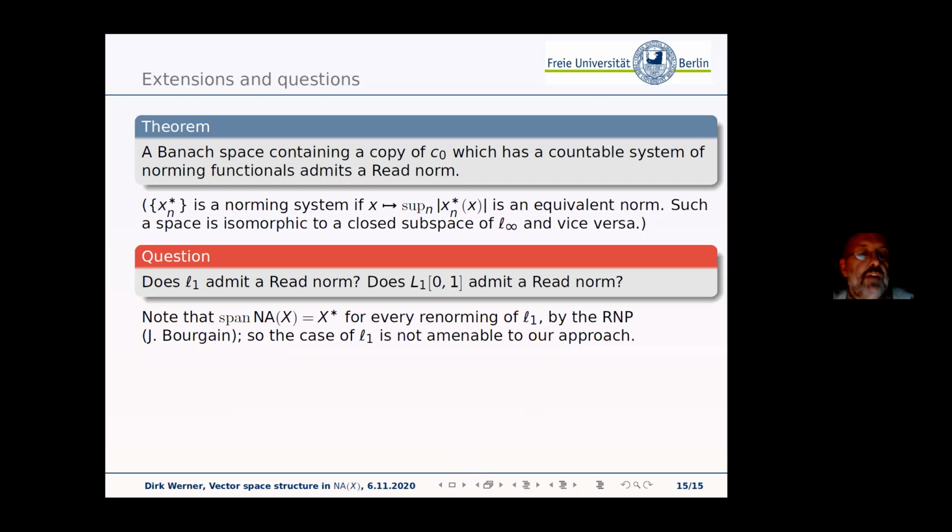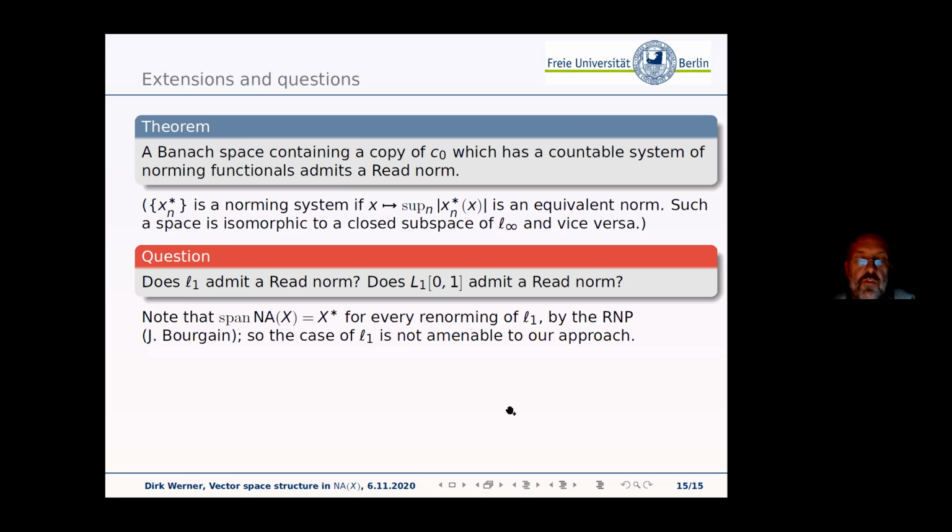But Bourgain proved that for every space with the Radon-Nikodym property, like little L1, the span of the norm-attaining functionals will be the whole dual. So whatever renorming of little L1 we start with, our approach will not work, because we are looking for something that is beyond the span of norm-attaining functionals. And in little L1, there's no such thing. And for capital L1, for the original norm, there's no such thing either, but I don't know about renormings, whether you can renorm little L1 or capital L1 in such a way that the span of the norm-attaining functionals will not be everything.